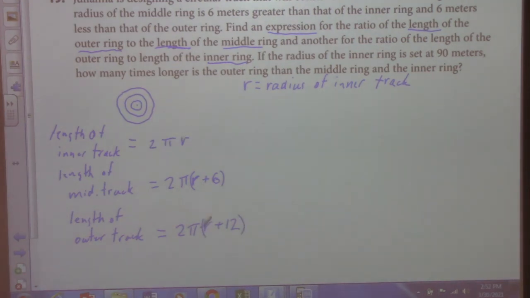So now we have expressions for the length of the outer track, the length of the middle track, and the length of the inner track. So now we want to find a ratio for the length of the outer ring to the middle ring. So I'm going to say ratio, and what is a ratio? A ratio is a what? There's an example right in back of you on that board there.